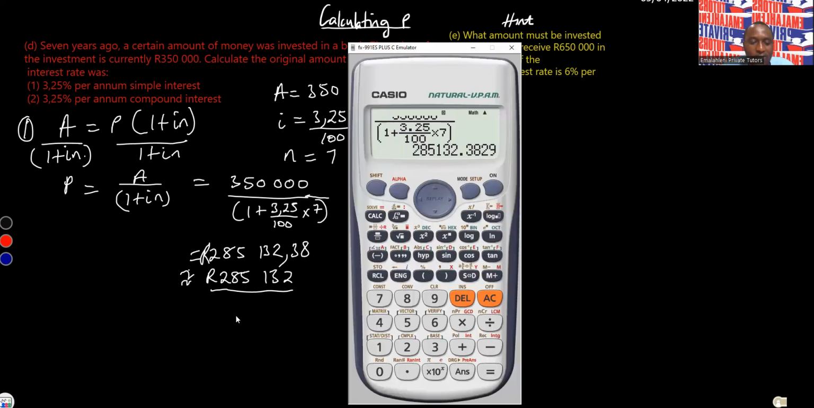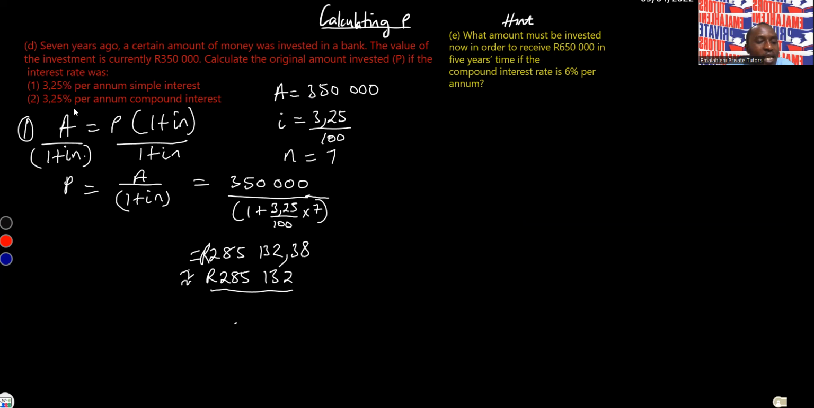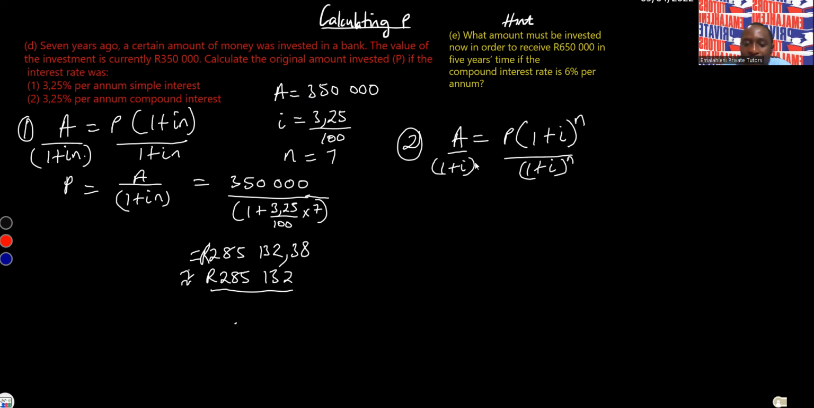Now, what about the next one, where we are saying it is 3.25 on the compound interest? Again, here we are not going to do it differently. Remember, our formula is A equals P in bracket 1 plus I to the power of N. So we are going to divide both sides again by the same 1 plus I to the power of n. Now our P becomes A over 1 plus I to the power of n, or we can say A times 1 plus I to the power negative n.